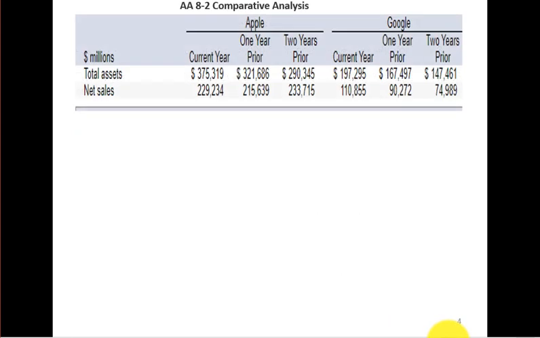Okay, better. Now, let's take a look at a comparative analysis of 2 real companies, Apple and Google. We've got 2 years prior, 1 year prior, and current year. We've got 3 years altogether. Same thing for Google. And we've got total assets and net sales. So we already know how to do the formulas.